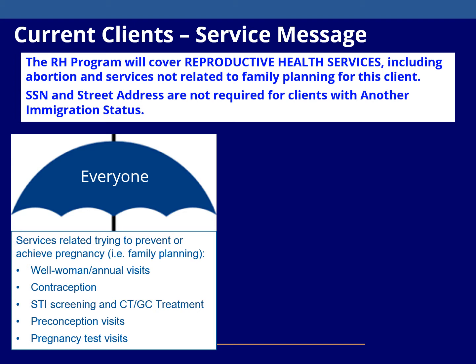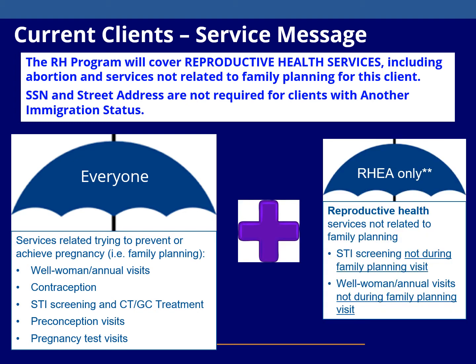If you see the message in blue that reads, "The RH program will cover reproductive health services, including abortion and services not related to family planning for this client," it means that we will reimburse for visits that have a family planning component, STI screenings that do not have a family planning component, and well woman visits that do not have a family planning component. The reason we are able to reimburse for STI screening and well woman visits that don't have a family planning component for some clients but not others is because of the rules associated with our funding.